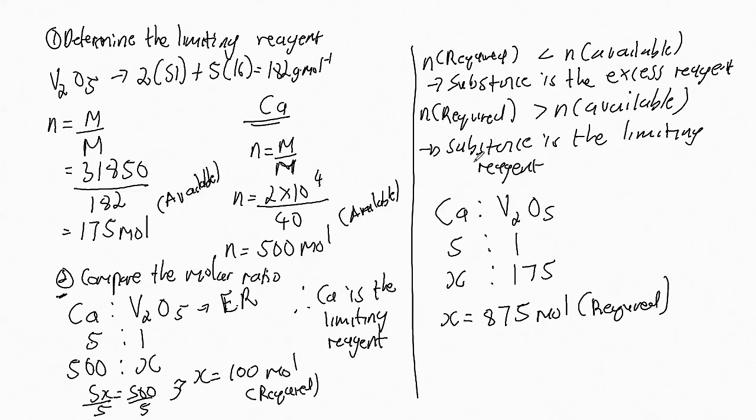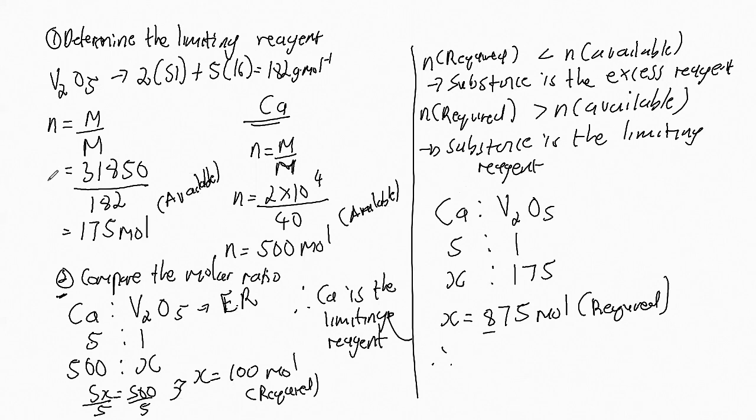Now, if we go back here, remember, if the number of moles required is greater than the number of moles available, then that particular substance is the limiting reagent. So check. We require 875 mole of calcium in order to react with 175 mole, which is telling you that this is more than what is available. We are looking for 875 mole, but we only have 500 mole available. So this again proves that calcium is the limiting reagent.